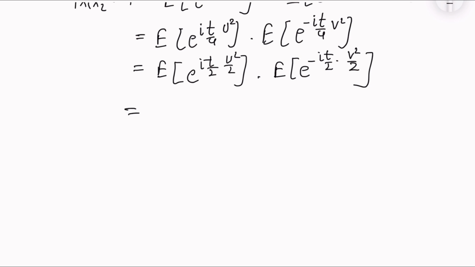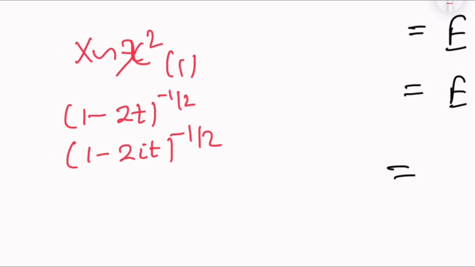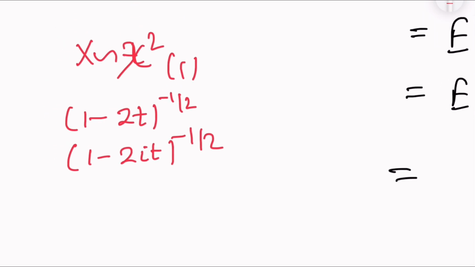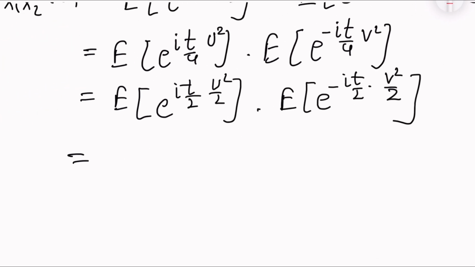First of all, I'm just going to tell you the characteristic function of chi-square. When X follows a chi-square distribution with 1 degree of freedom, its MGF can be written as (1 minus 2t) to the power minus 1 by 2. When we are finding the characteristic function, we can write (1 minus 2 i t) to the power minus 1 by 2. But right now, in place of just i t, we have i t by 2.